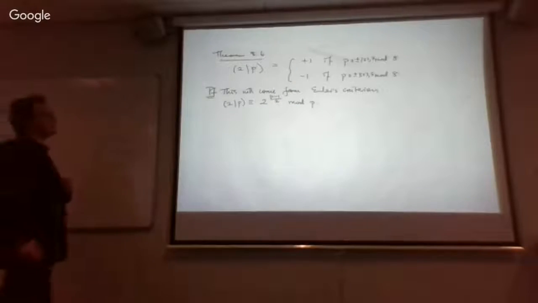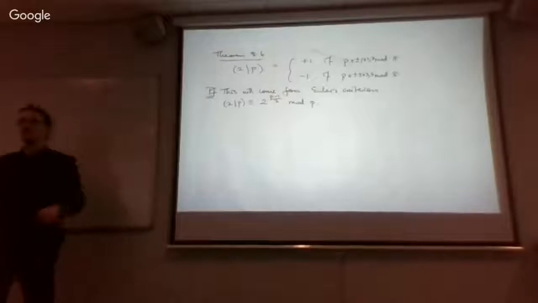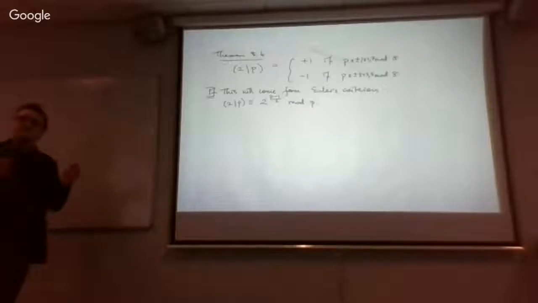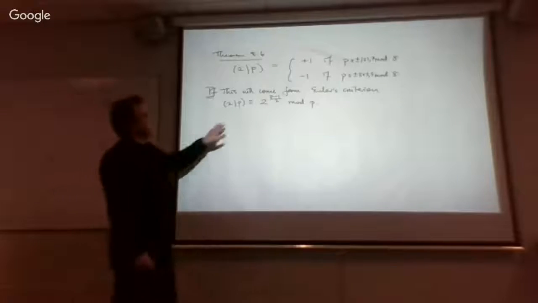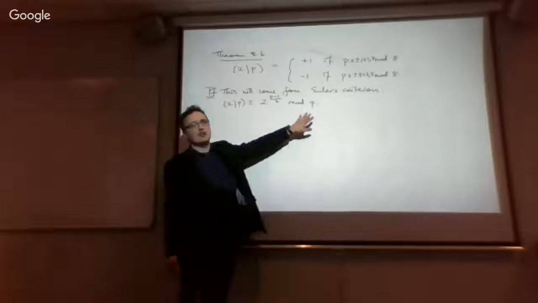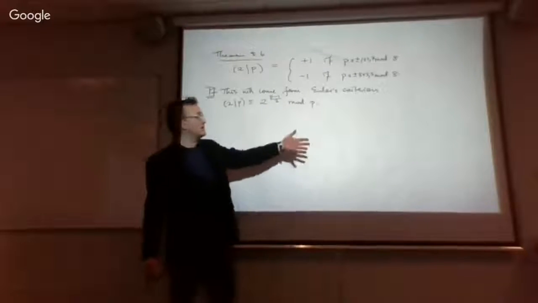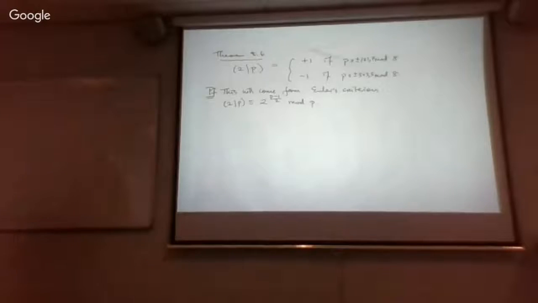So what we're seeking to do is evaluate 2 to the power of (p minus 1)/2 modulo p. But we're not dealing with a specific p. We want to talk about all p. We want to do some work to evaluate it in general, and then see how the answer falls out as plus or minus 1, depending on the status of p modulo 8. And you'll see the proof outlined here.